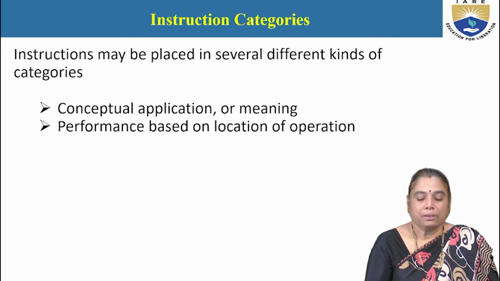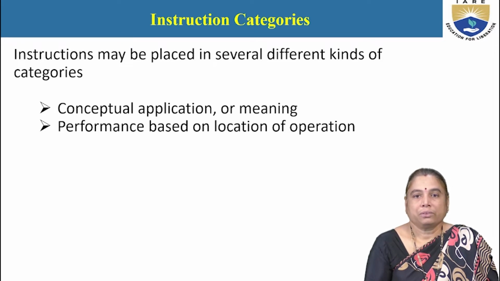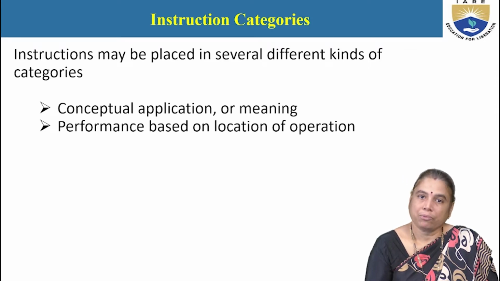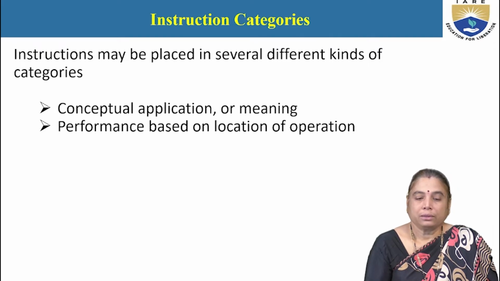Instructions may have several kinds of categories. Each instruction set architecture generally consists of arithmetic instructions, logical instructions, shift instructions, input output, and communication instructions. Apart from that, the instructions may be broadly classified into two categories: conceptual application or meaning, and performance based on location of operation. Majorly, there are two varieties of applications.